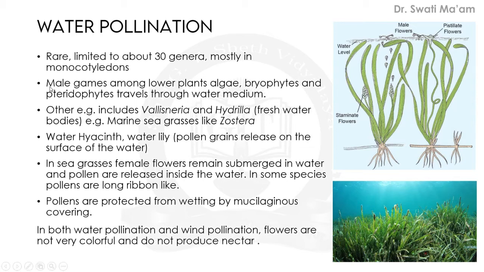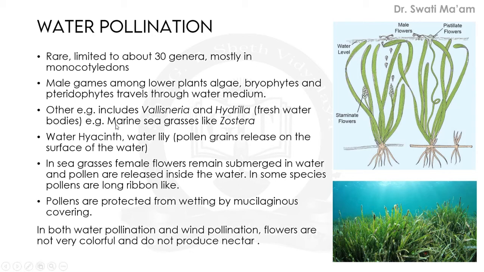Now let us see some points related to water pollination. The male gametes among lower plants, algae, bryophytes and pteridophytes, travel through the water medium. So a water medium is a must for pollination to occur. Another point, it shows some examples like Vallisneria, which is the best example and important also. Then Hydrilla. Hydrilla must be known to you. These two examples come from freshwater bodies.